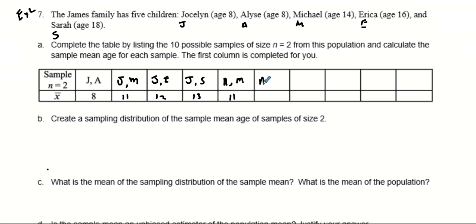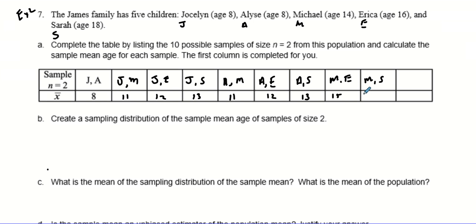All right, and we got A and E, and that's going to equal the same thing as J and E. So that'd be 12. And we got A and S, which is going to be the same thing as J and S, would be 13. Then we'll go M, and we got Michael and Erica. And so we have 14 plus 16. We'll divide that by 2. It's going to give us 15 as the average age. Then we'll have Michael and Sarah. And with that, we're going to have 14.